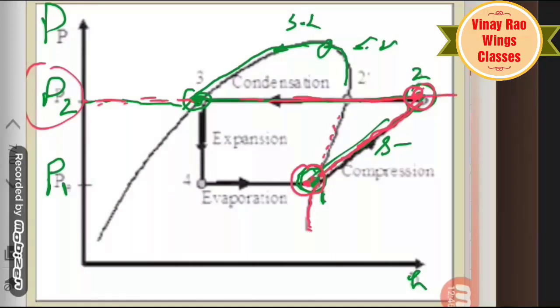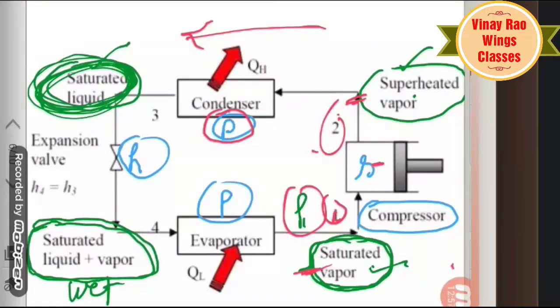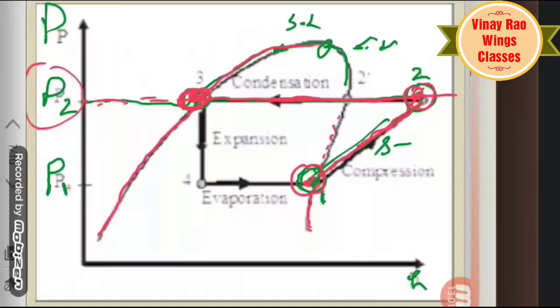A constant pressure line up to the saturated liquid line. This is saturated liquid because it is on the saturated liquid line. After this, 3 to 4, there is an isoenthalpic process. Enthalpy is constant, a straight line. This is the isoenthalpic process. That means H3 is equal to H4. Enthalpy is the same at both points. This is constant enthalpy, isoenthalpic expansion.